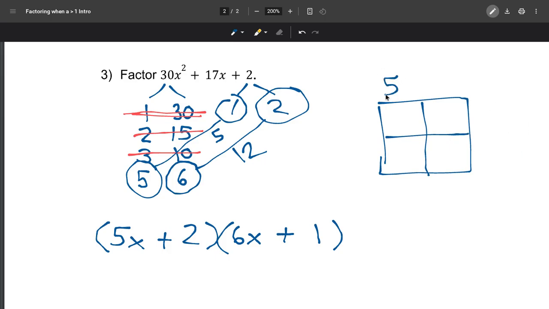I'm going to do it via the Punnett square. So we have 5x plus 2 times 6x plus 1. 6x times 5x is 30x squared. 6x times 2 is 12x. 5x times 1 is 5x. And 1 times 2 is 2.